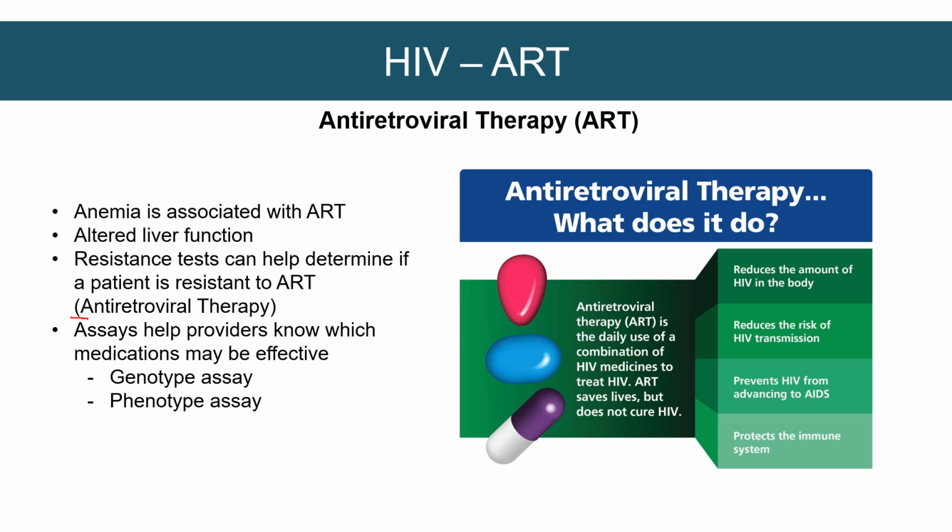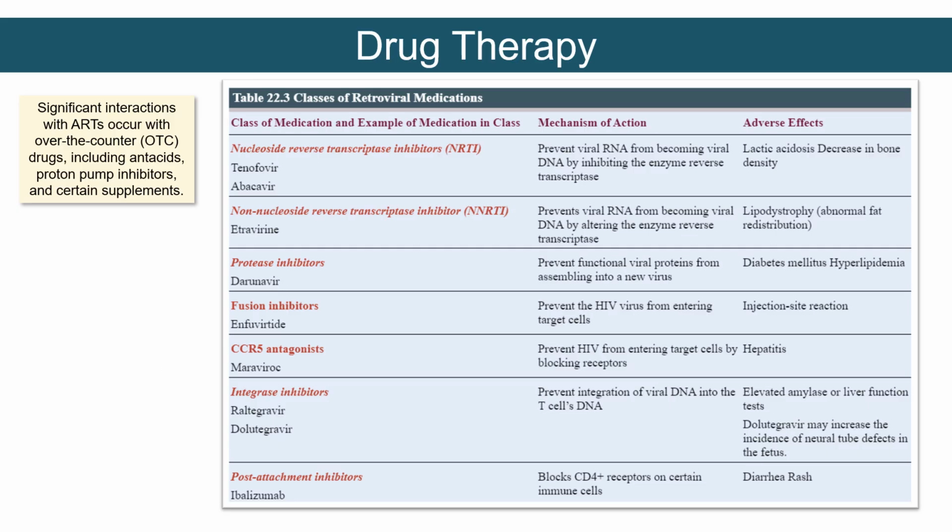And then there is some genetic testing that can be done to figure out certain strands, which can better help give specific medications for that patient. So this is table 22.3 from your textbook. It just gives some more details on drug therapy and the adverse effects that you may want to look out for. And just FYI, there are contraindications and some side effects that can happen with ART therapy and some over-the-counter medications like antacids, PPIs, and certain supplements. So you just want to be aware of those.